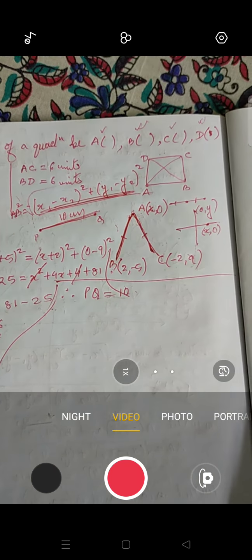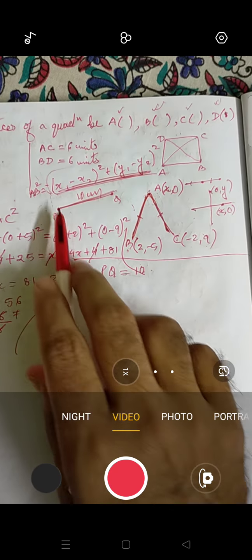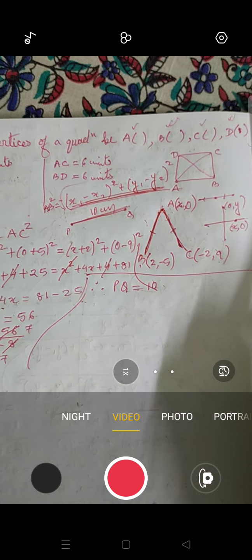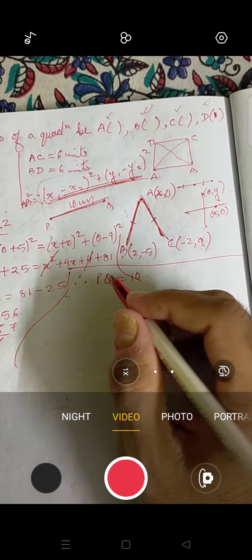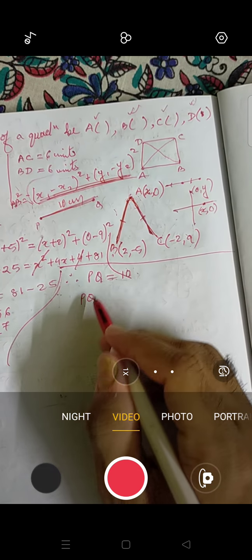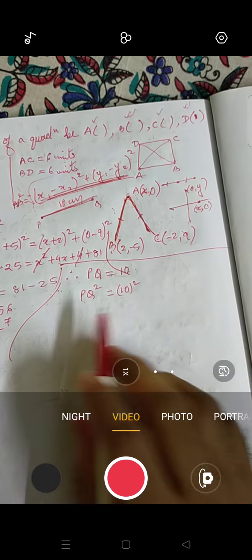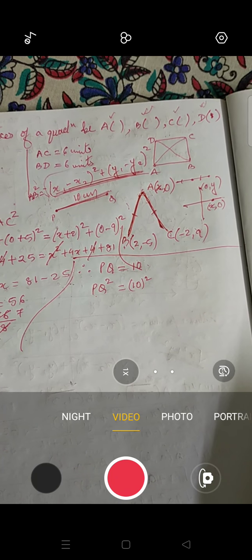Okay, so PQ equals 10 units. We have taken PQ equals 10 units, but PQ is a distance, and while finding the distance we will have a root. So in the next step we will remove the root. We will write PQ square equals 10 square, then our root will be removed. Is it clear?